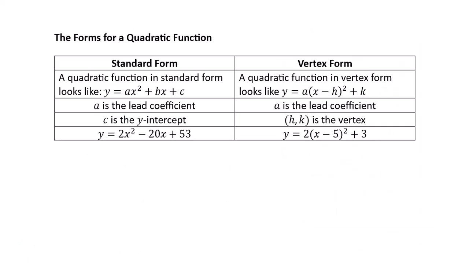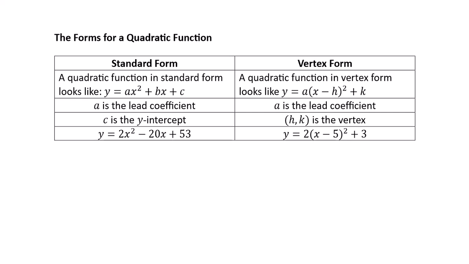Now, just like there are different forms for a linear equation, there are different forms for quadratic functions. So let's start with standard form. A quadratic function in standard form looks like y equals ax squared plus bx plus c. A is the lead coefficient, just like we saw in the last example.